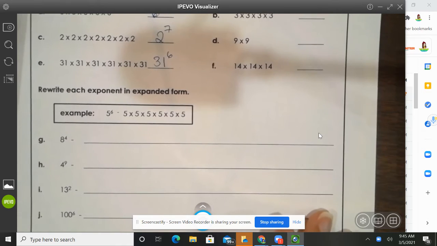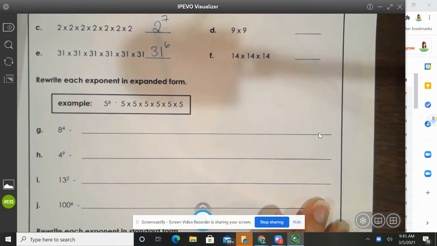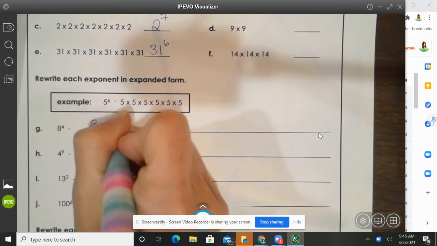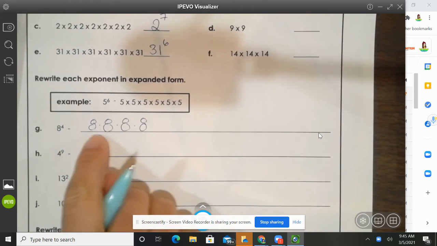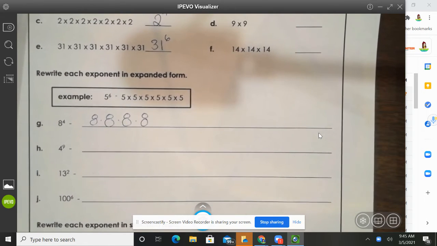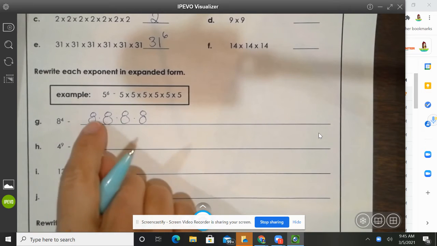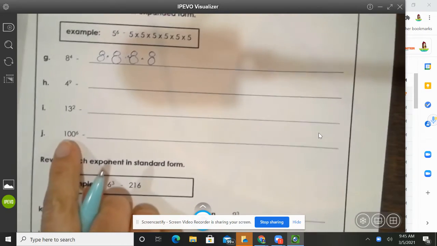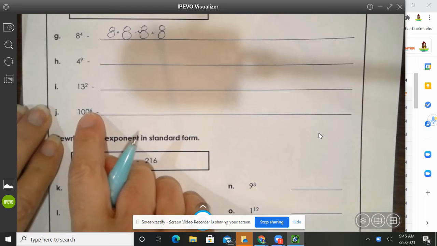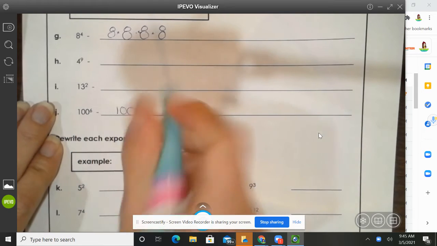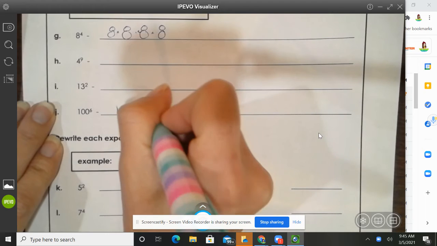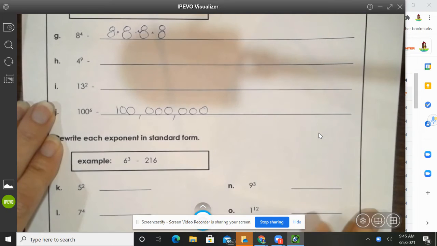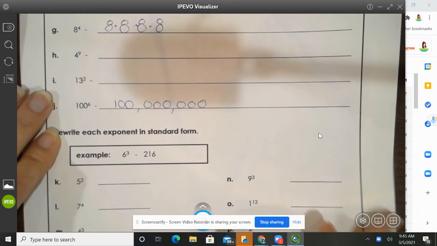And then here, it says write each exponent in expanded form. So you're just going to expand how many 8's are here. So 1, 2, 3, 4. Remember, it's multiplication, right? So that's 8 times 8 times 8 times 8. You're always multiplying when you use exponents. Here, hundreds. Remember, count how many zeros you have here. So that is 100, and then 6 more zeros: 1, 2, 3, 4, 5, 6. And there we go, 100 million.